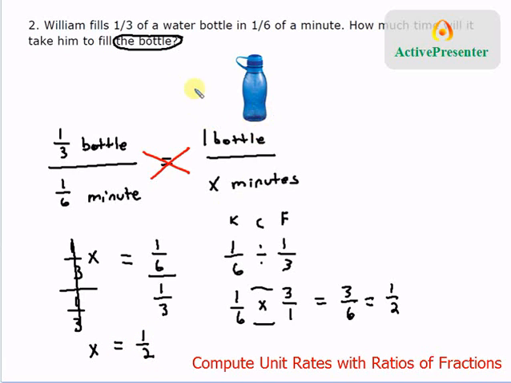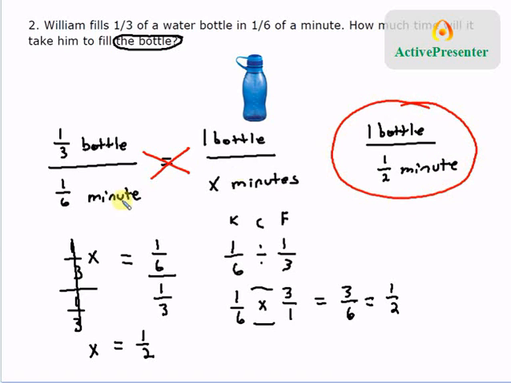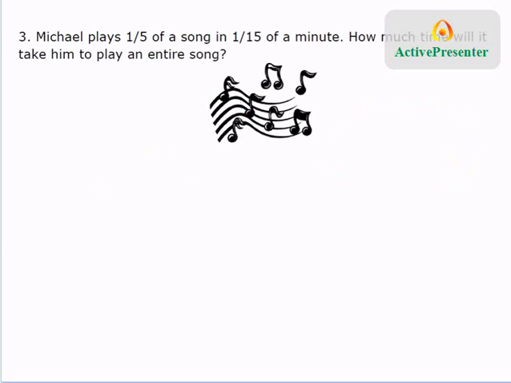So we know that William can fill one bottle in 1/2 a minute. So one bottle is filled in 1/2 a minute. And that is the answer to our problem. Now let's take a look at one more before we finish up. Take a look at this one.